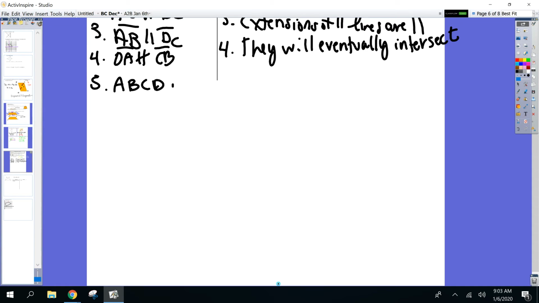ABCD is a trapezoid. And don't be that kid that abbreviates trapezoid and is like, oh, look, ABCD is a trap. You're not funny, just funny looking, all right?